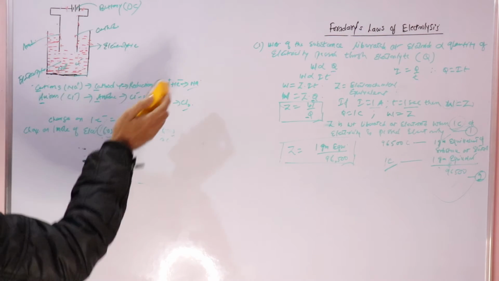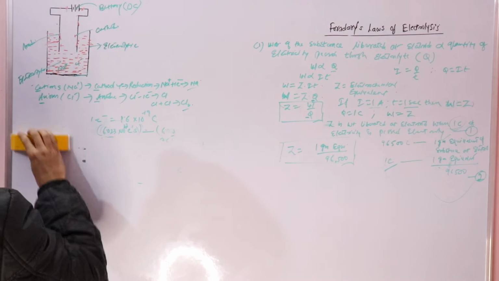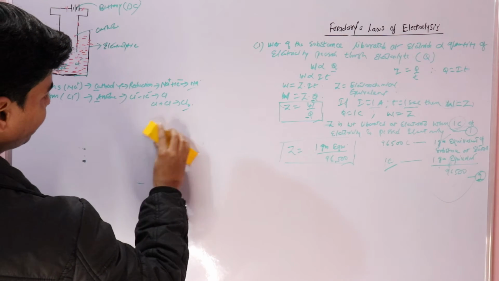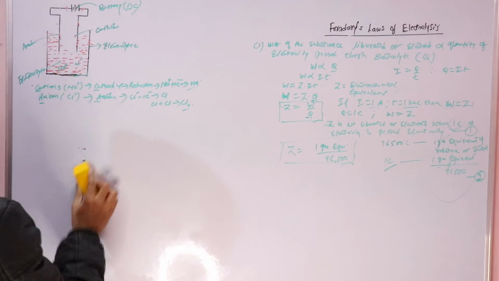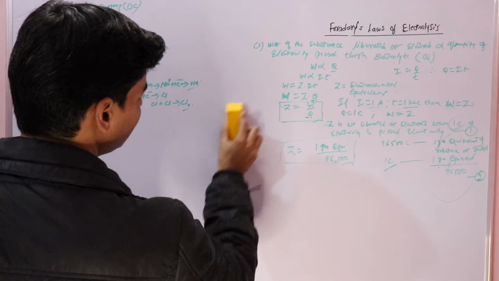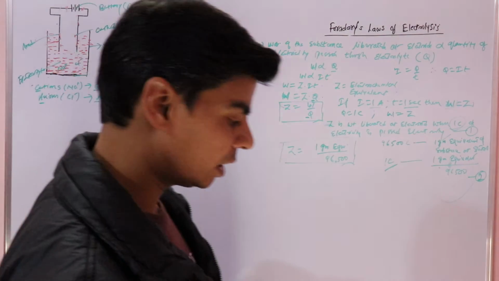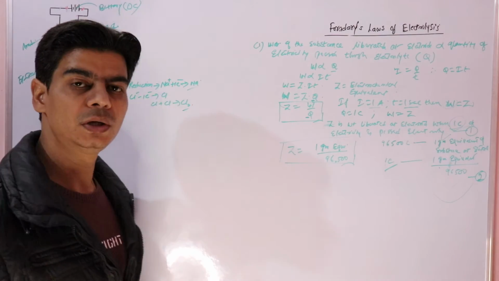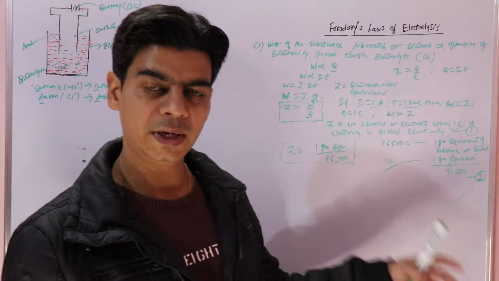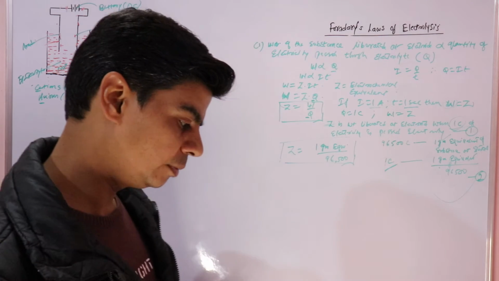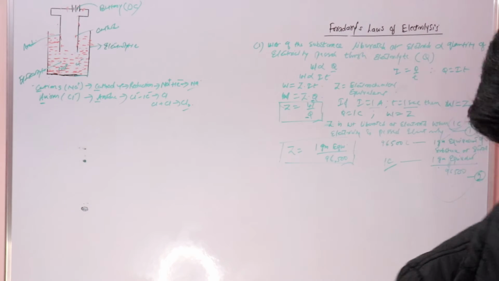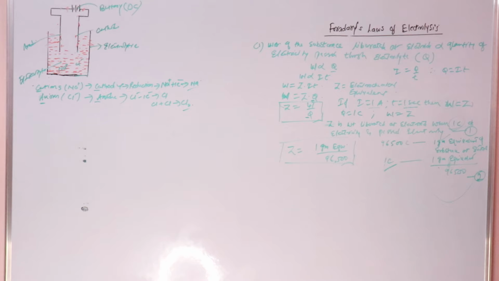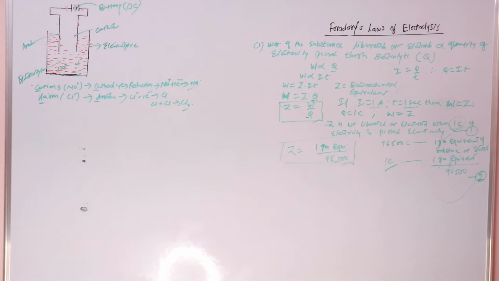some electrolytic cells, this kind of electrolytic cell, in series, and I pass the same quantity of electricity through all the 3 electrolytic cells, then the amount of substance liberated at the electrodes would be proportional to the gram equivalent weight, or we say the equivalent weight of the substance.